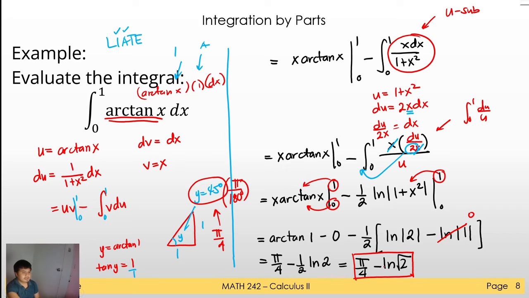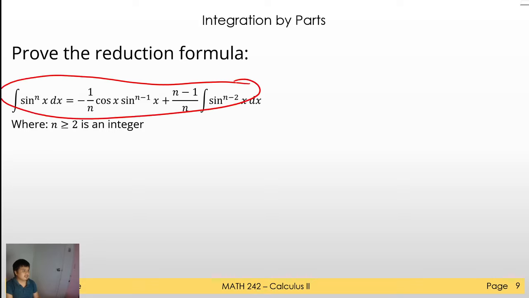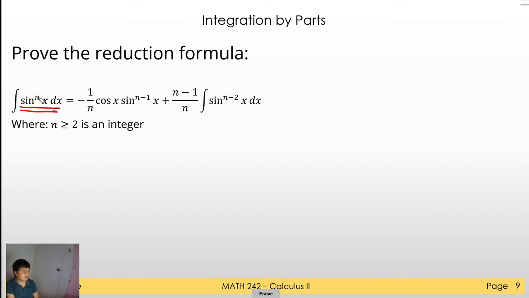Okay, so let's have more examples here. With integration by parts, we can actually derive reduction formulas. Let's have an example wherein we can find the reduction formula for the integral of sine raised to n x dx. We want to prove that the integral of sine raised to n x, where n is an integer greater than or equal to 2, should be equal to negative 1 over n cosine x times sine raised to n minus 1 x, plus n minus 1 over n times the integral of sine raised to n minus 2 x dx.